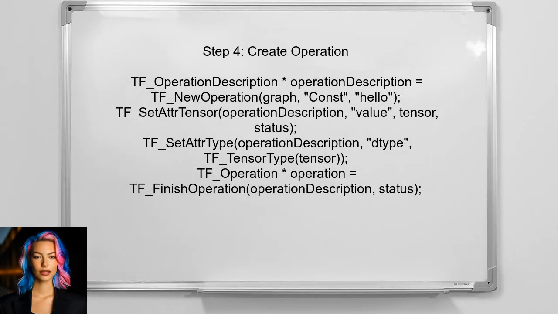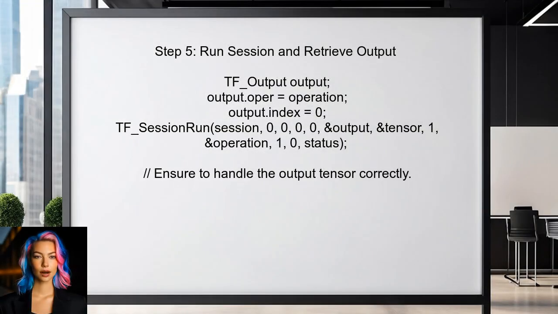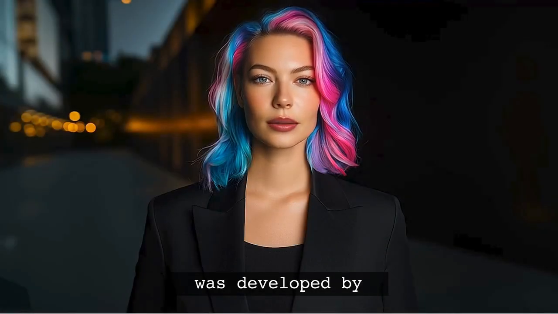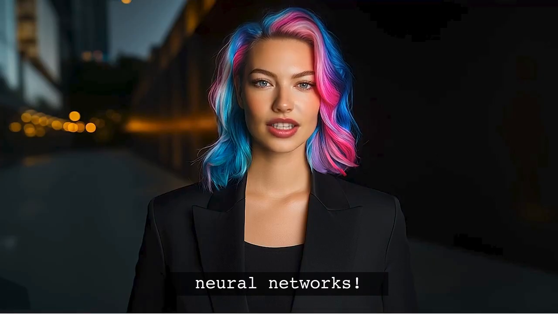After that, the user should create an operation to hold the constant value. This involves setting attributes for the operation and finishing it. Finally, the user should run the session to execute the operation and retrieve the output. It's important to ensure that the output tensor is separate from the input tensor. Fun fact, TensorFlow was originally developed by researchers and engineers from the Google Brain team for machine learning and deep neural networks. Now, it's a powerful tool used worldwide.